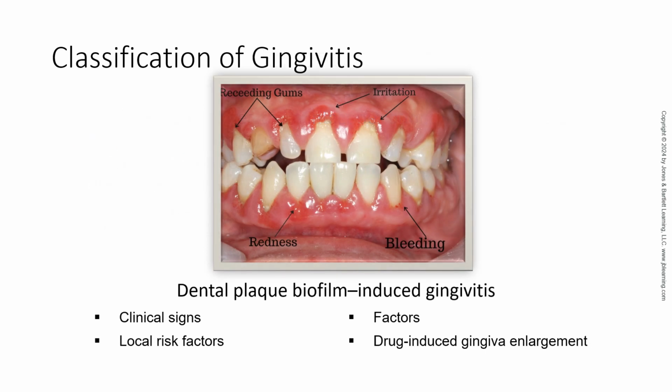Gingivitis can be plaque-induced and non-plaque-induced. Clinical signs include blunted papilla, less than 10% bleeding on probing, and probing depths less than or equal to 3 millimeters. Local risk factors include dental biofilm and xerostomia. Other factors include leukemia and hyperglycemia, as well as smoking and elevated sex hormones. Dental plaque-induced gingivitis is due to biofilm, and the inflammation is reversible.